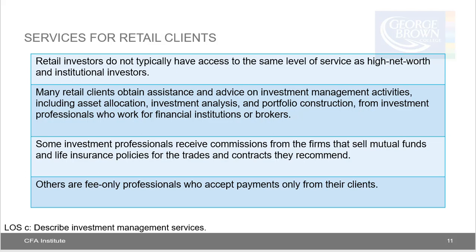Others are fee-only professionals, such as a lot of certified financial planning models are fee-only, and they only accept payments from their clients based on the services that they're providing. Unlike brokers and agents who are paid commissions on the trades and contracts they recommend, fee-only professionals do not have incentives to generate commissions by recommending specific products or excessive trades.